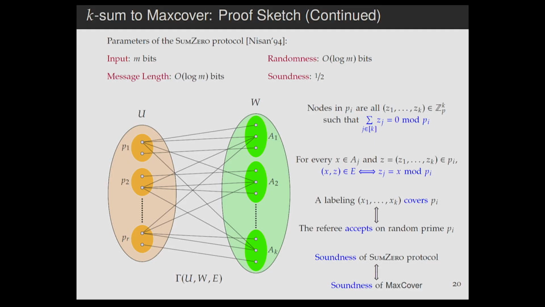Because for each prime, if you cover some vertex on the left for that prime, then it means that you are 0 mod that prime. Okay, so the fraction of nodes on the left that you cover is exactly equal to the acceptance probability of the protocol. Okay? So that's it. That's the reduction from k-sum to max cover.